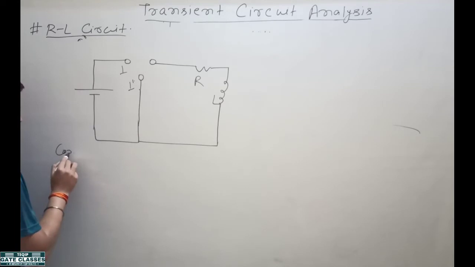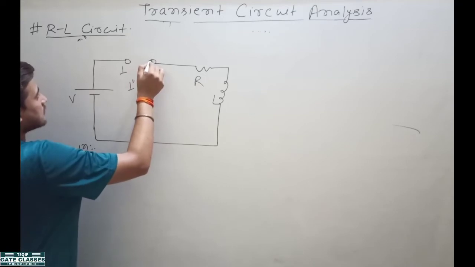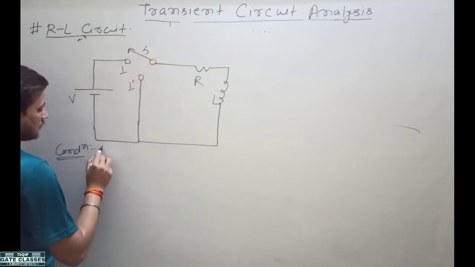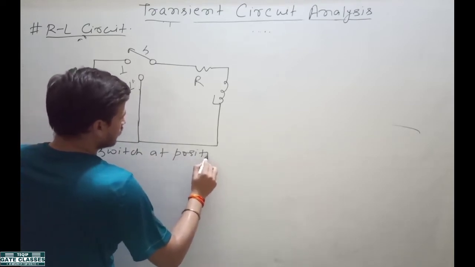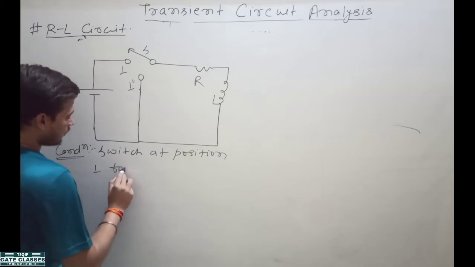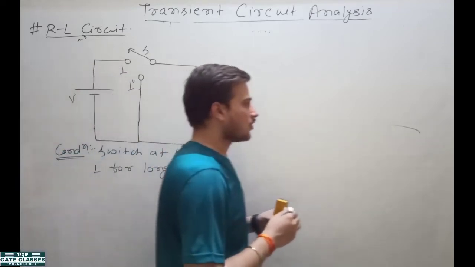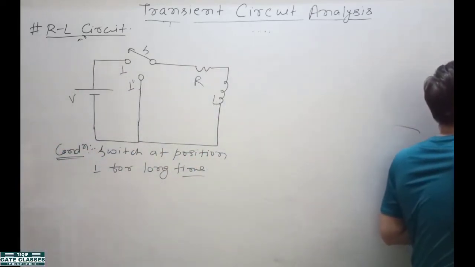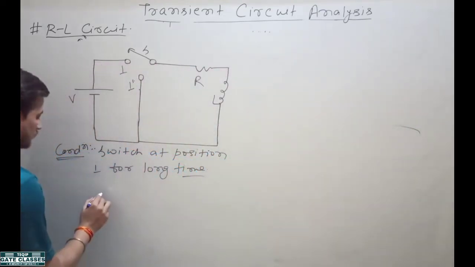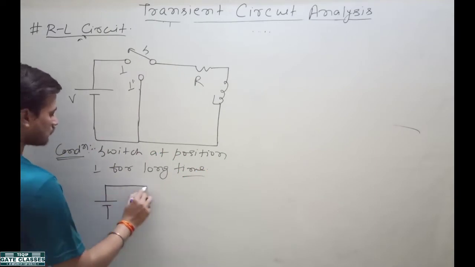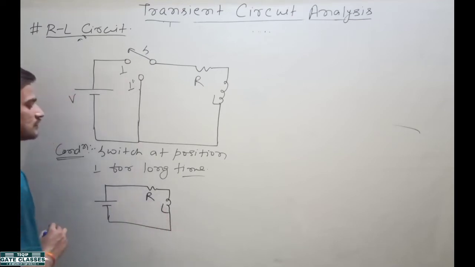First condition is the switch. This is the switch S. The switch was at position 1 for a long time. If the switch was at position 1 for a long time, then we'll have to redraw the circuit. So then the circuit was looking like this one. The switch was connected directly here. This was the RL circuit.